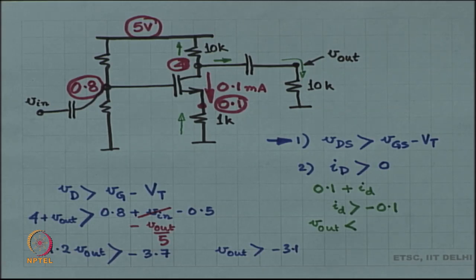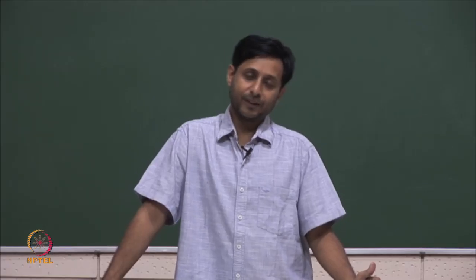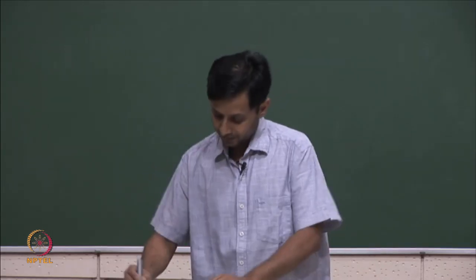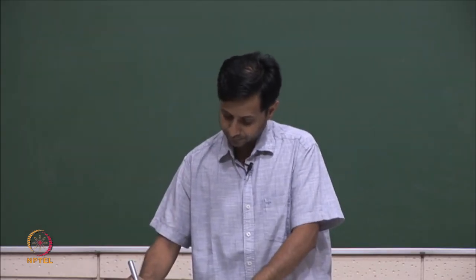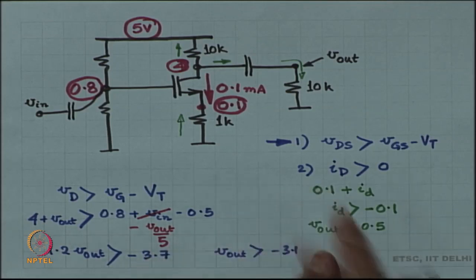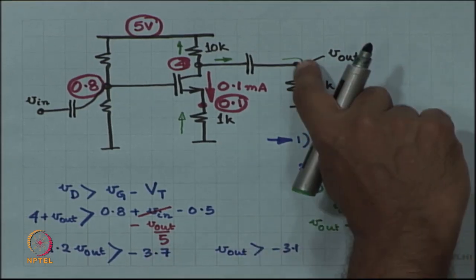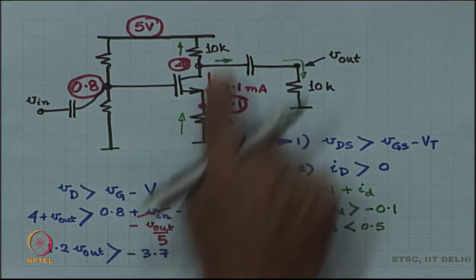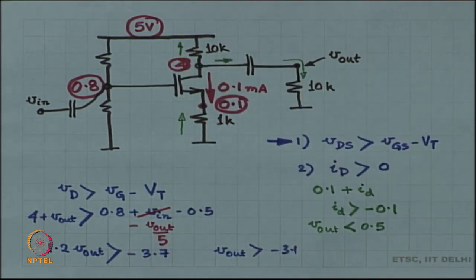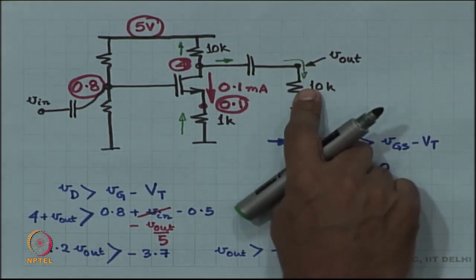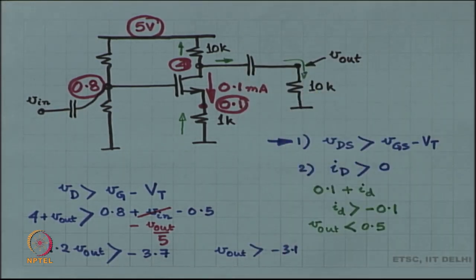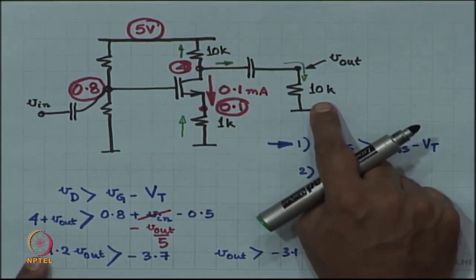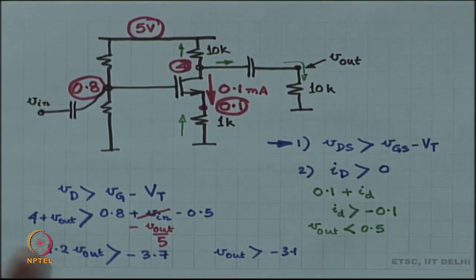0.05 times 10K is 0.05 milliamperes times 10K, which is 0.5 volt. So, the maximum amplitude on V out is 0.5 volt, because the maximum current that this load can draw out of the drain is 0.05 milliampere, and when that 0.05 milliampere comes through, 0.05 times 10K, you get half a volt of amplitude. Is this okay?